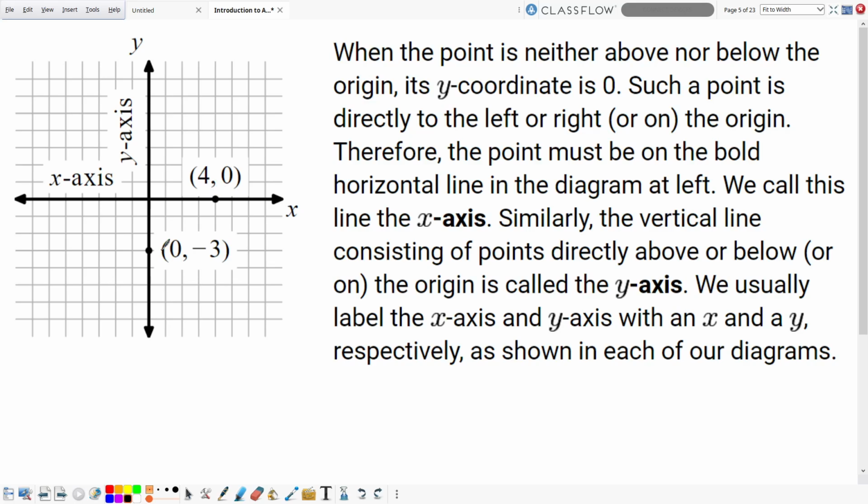And likewise, with that coordinate 0, negative 3, that negative 3 means I go down 3 spaces on the y-axis, but that x coordinate of 0 means I don't move left or right with respect to the origin. I just stay put.